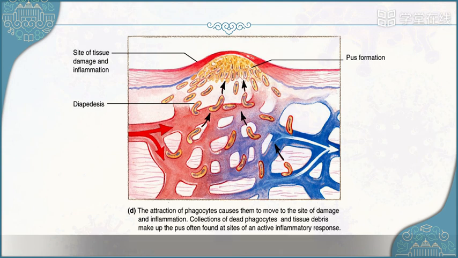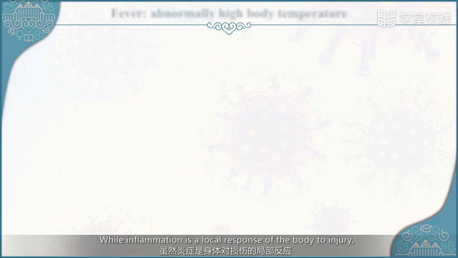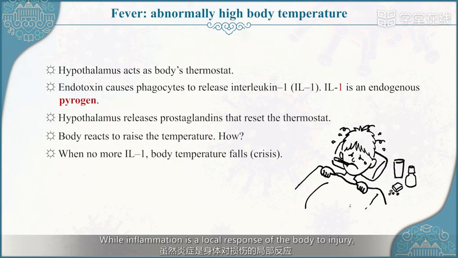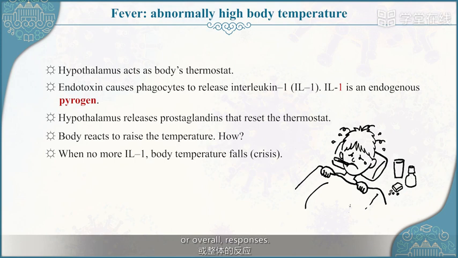and inflammation. Collections of dead phagocytes and tissue debris make up the pus often found at the site of an active inflammatory response. While inflammation is a local response of the body to injury, there are also systemic or overall responses. One of the most important is fever. An abnormally high body temperature, a third component of the second line of defenses.